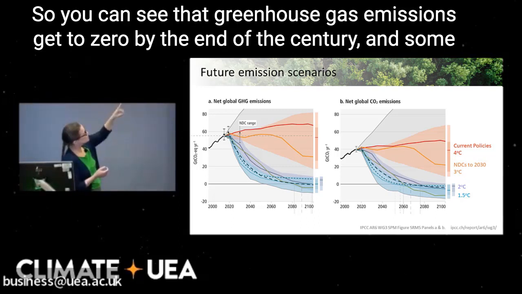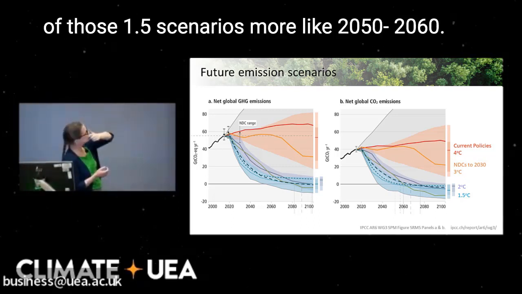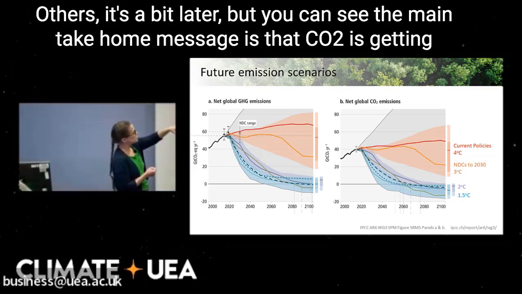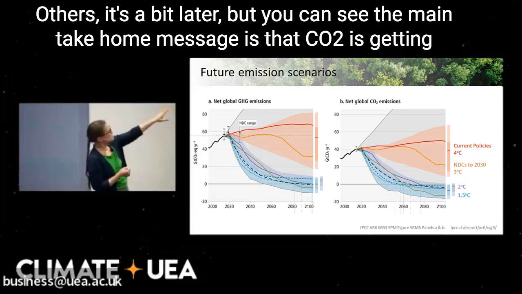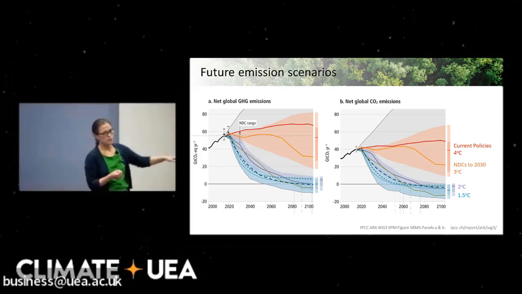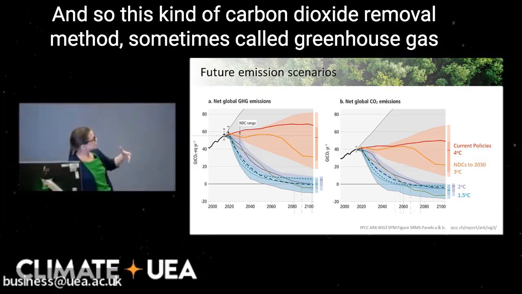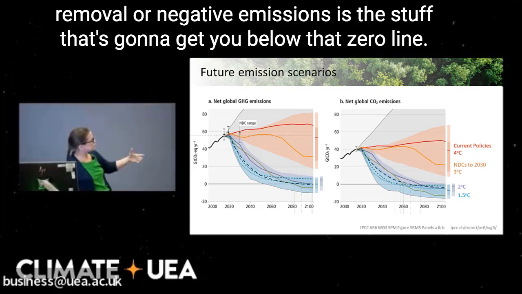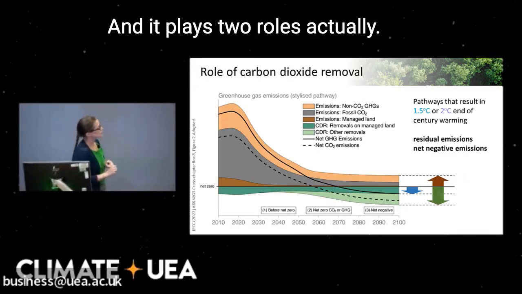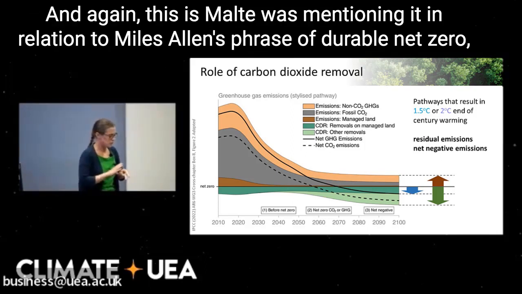So you can see that greenhouse gas emissions get to zero by the end of the century. In some of those 1.5 scenarios, more like 2050 to 2060, others it's a bit later. But the main take-home message is that CO2 is getting to zero sooner, and it is going more negative. And so this carbon dioxide removal method, sometimes called greenhouse gas removal or negative emissions, is the stuff that's going to get you below that zero line. And it plays two roles, actually. And again, Malte was mentioning it in relation to Miles Allen's phrase of durable net zero.